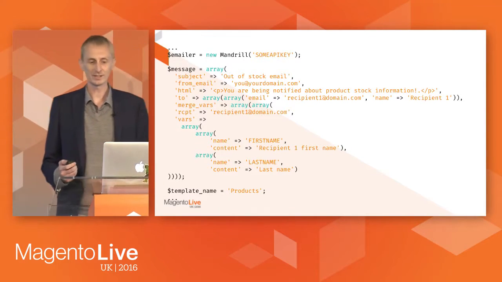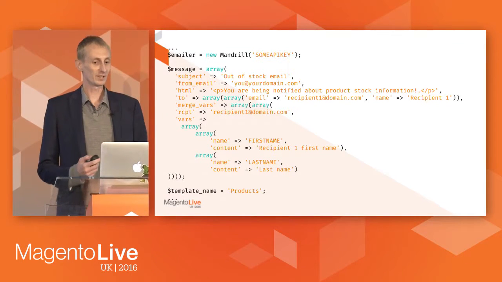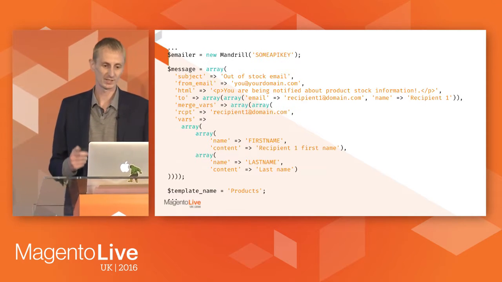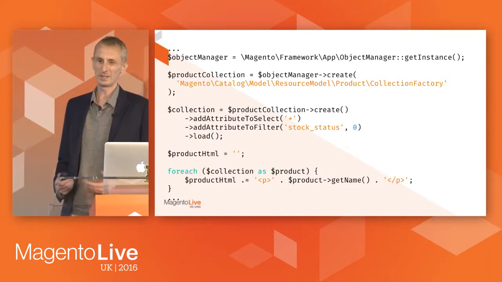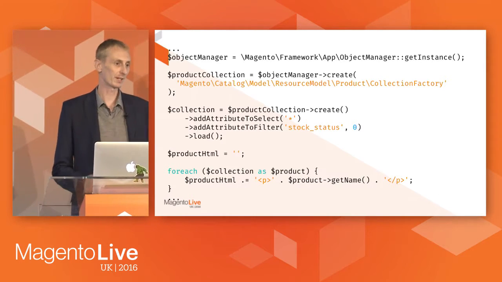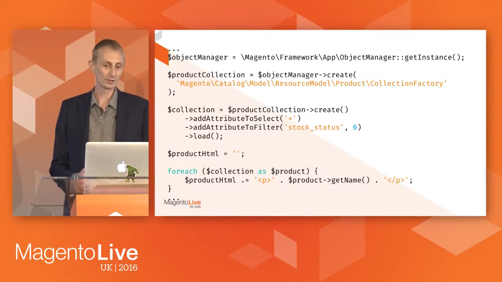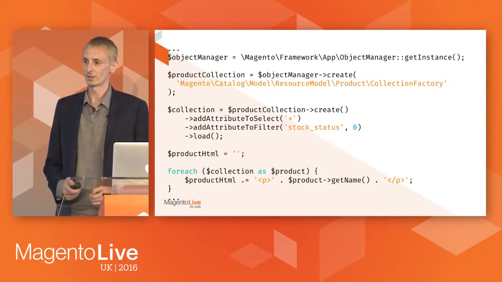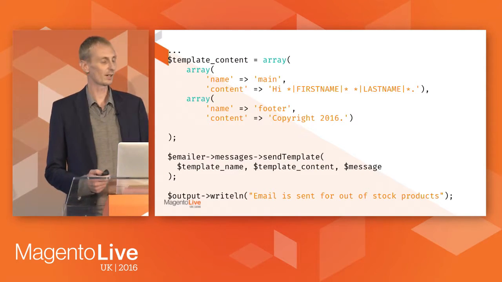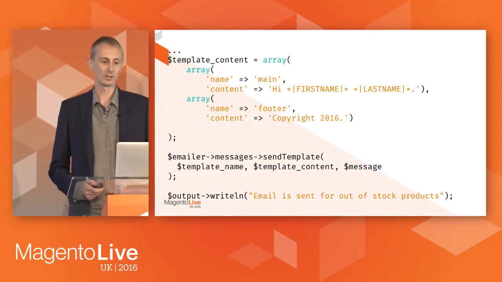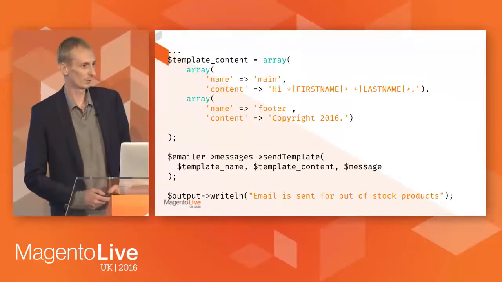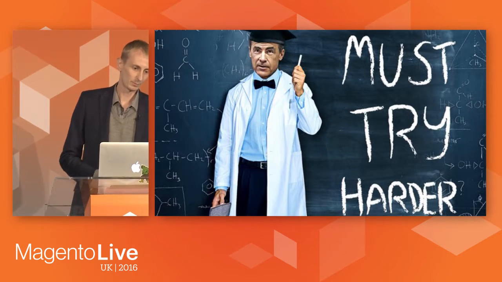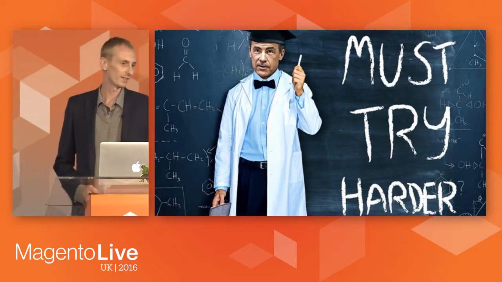Inside of our execute function, we create a new instance of Mandrill, pass it in our API key, and then build a message of parameters that need to be sent over. We then commit a bit of a sin in Magento 2 land by relying on the object manager directly, but that pulls out the product collection so I can filter through all the products that I want, loop over them, assign them to a string, and then finally set up some template variables and send the email off. And then finally write to the console and say, email sent for the out-of-stock products. And just like my primary school and high school teachers said, I must try harder.